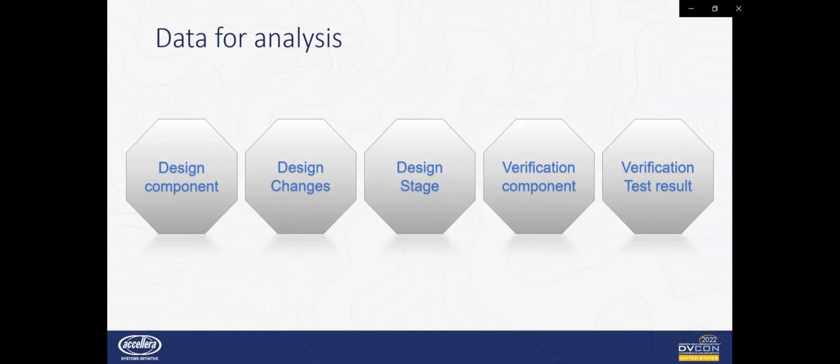We selected 5 types of data for data orchestration. They are design component information, change information for each design revision, design stage such as IP, block, and top-level design information, verification component information, and verification test result for each design revision. As I mentioned in slide 5, these data are being collected from automated systems such as Debug and DDA, which we developed ourselves. So we were able to use these systems for data collection. And these systems were explained in a paper submitted to DVCon U.S.